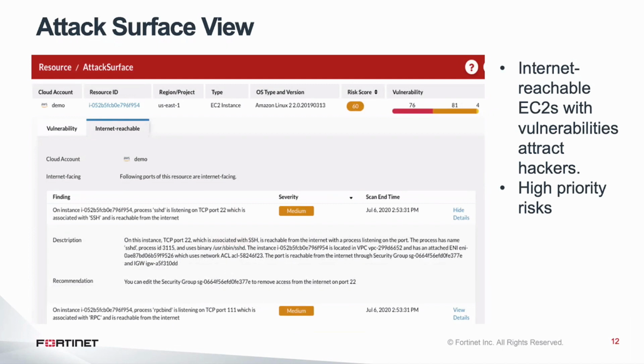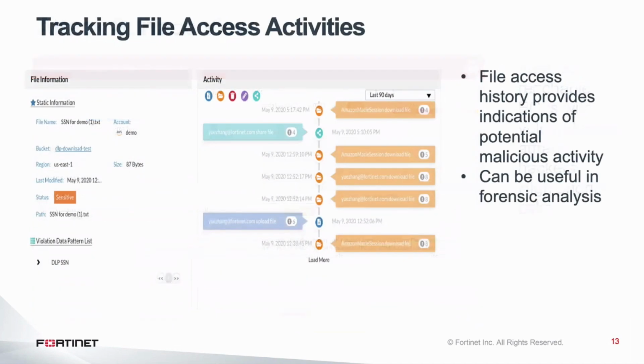So the attack surface view gives you a collection of those machines that have both a vulnerability and are reachable from the internet. And for the people who do incident response, this is probably on the higher priority list that you want to remediate so that you have less risk. So that's one of the use cases.